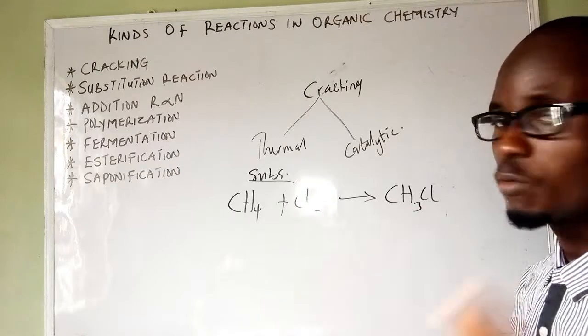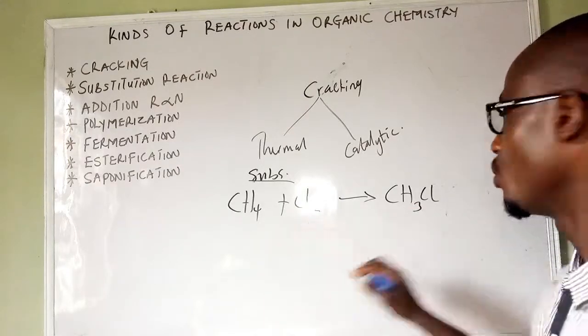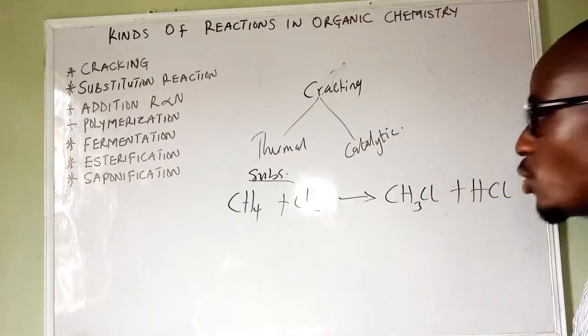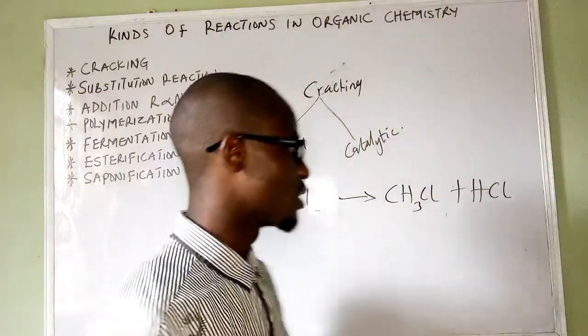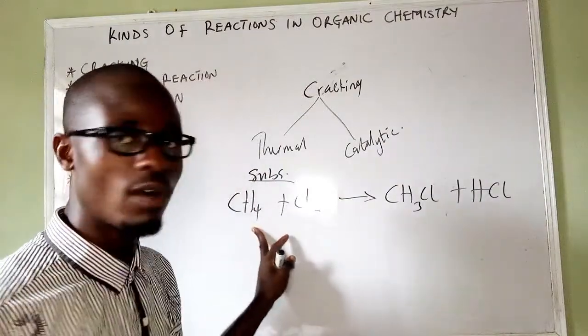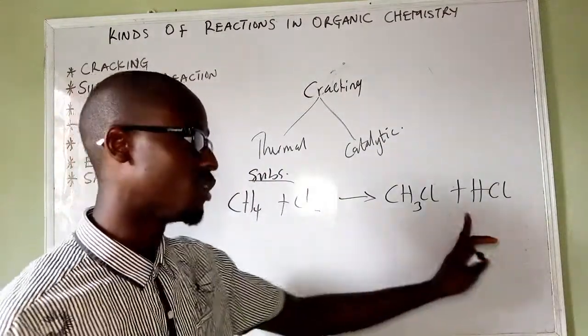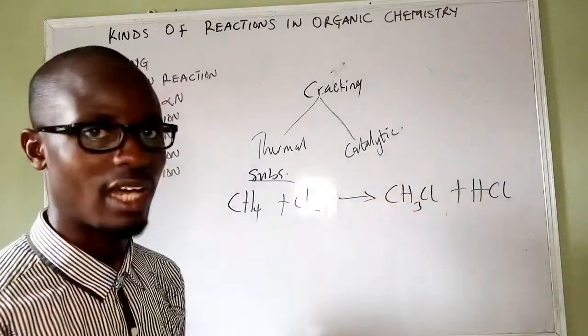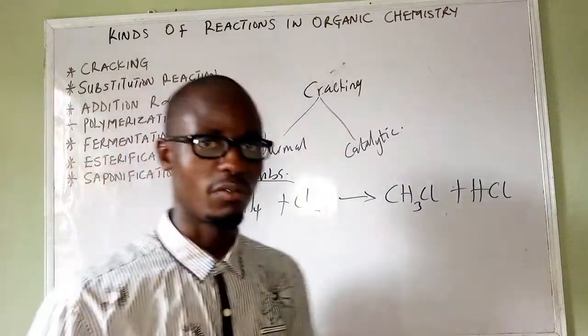And the hydrogen combines with the remaining chlorine here to form HCl. I think you see that. Which means this reaction is a substitution reaction. One of the four hydrogens here has been substituted for chlorine in this product. So that's a substitution reaction, and it takes place for every member of the alkanes.